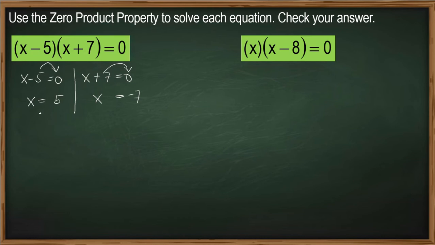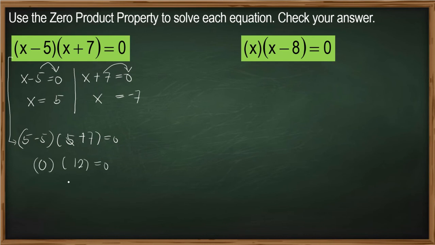We can always check whether these are really the solutions by substituting each in the equation. So we have x equals 5: 5 minus 5 times 5 plus 7 equals 0. 5 minus 5 equals 0. Then 5 plus 7 is equal to 12. Multiplying this, we have 0 equals 0. So we have a true statement. So x equals 5 is indeed a solution.